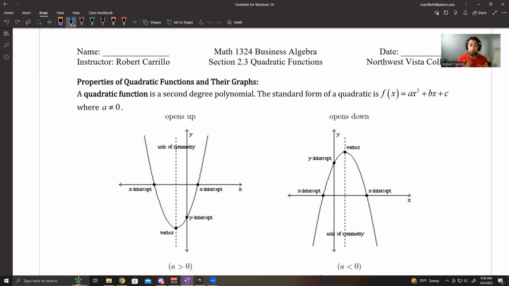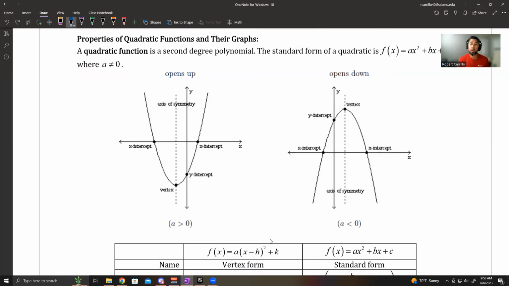So getting into it, a quadratic function is a second degree polynomial because the highest power or degree is 2. And your standard form of a quadratic function is ax squared plus bx plus c, where the leading coefficient a cannot be 0. Okay, so based off of that standard form, you have two types of parabolas. You have a parabola that will open up. You have a parabola that will open down.